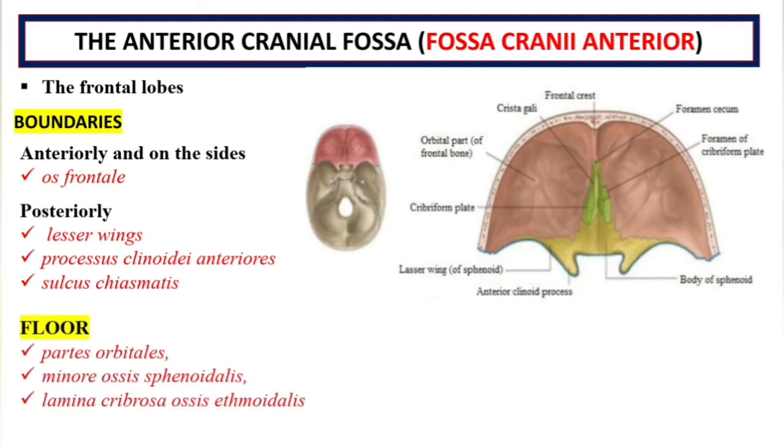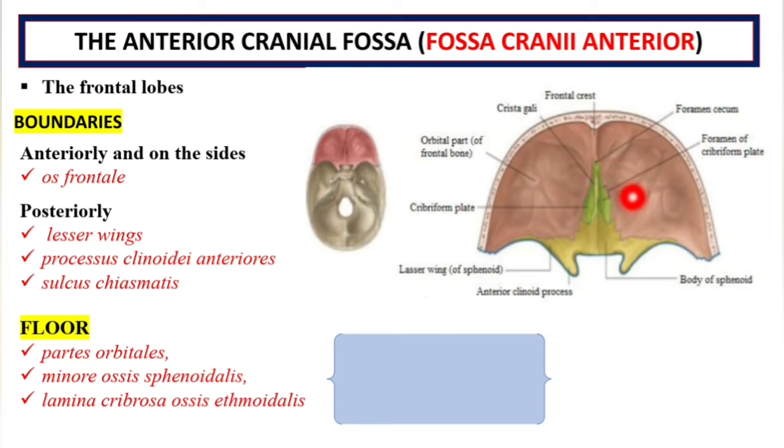So what's the floor? Firstly, the orbital part of the frontal bone here and here, the lesser wing of the sphenoid, and the cribriform plates, lamina cribrosa ossis ethmoidalis. This one is the ethmoid bone, right? It has the foramina here. It's called a cribriform plate, right? Okay, what are the prominent things you find there? Inside you find the foramen cecum, crista galli, etc.